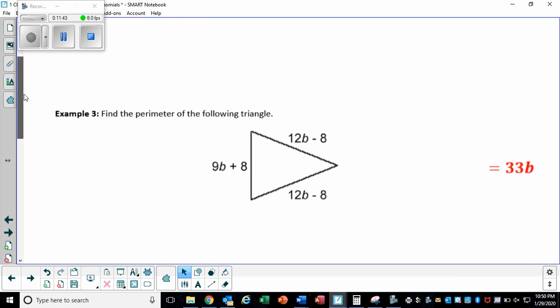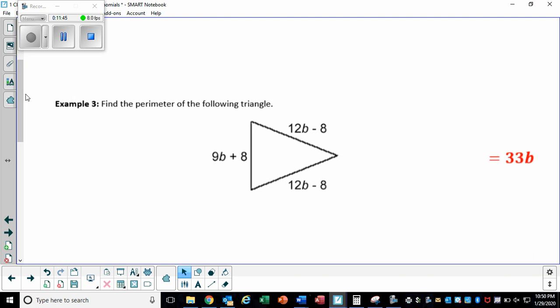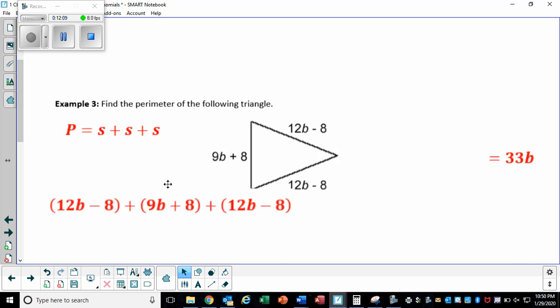And here, example 3, we're finding the perimeter of the following triangle. So perimeter just means we're adding the sides. So it's basically, we're just adding the polynomials again. So each side is a binomial. So what I'm going to do is set up an equation. So remember, I'm just doing side plus side plus side. So that's what I'm going to do. And I've got 12b minus 8 plus 9b plus 8 plus 12b minus 8.